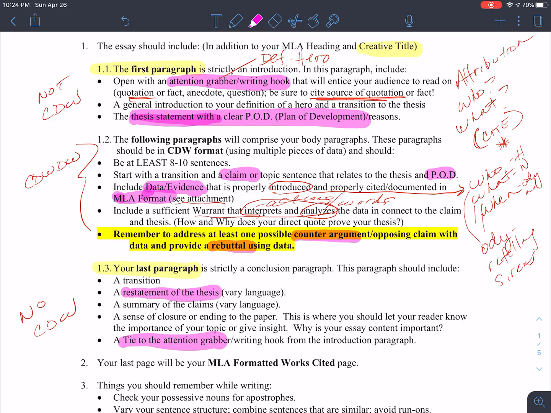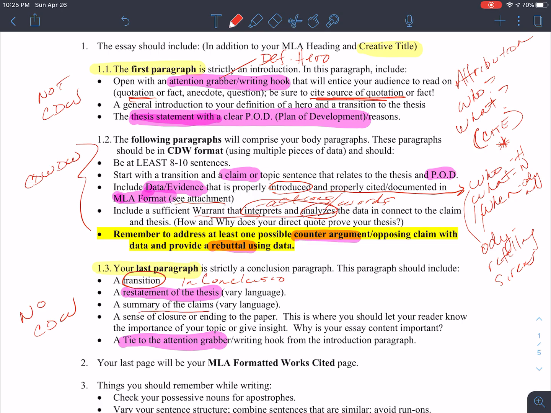If not, make sure that you do include that in your conclusion paragraph. But also make sure that you transition, right? Say something like in conclusion. Okay. Make sure you do touch on the claims, right?